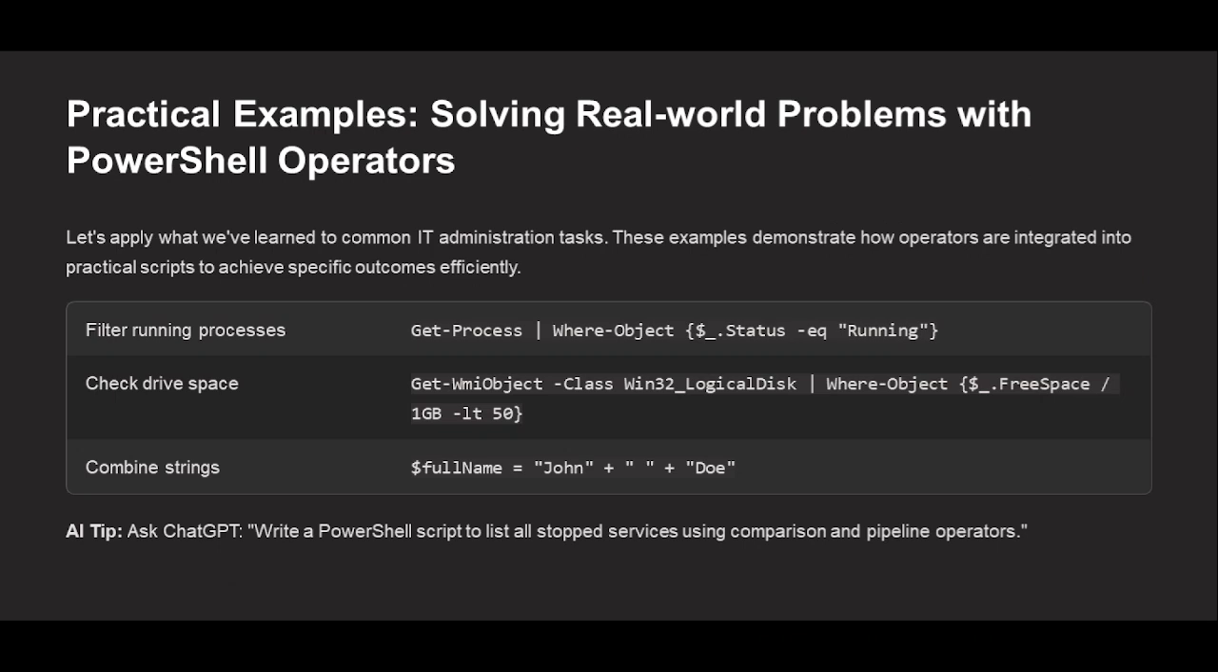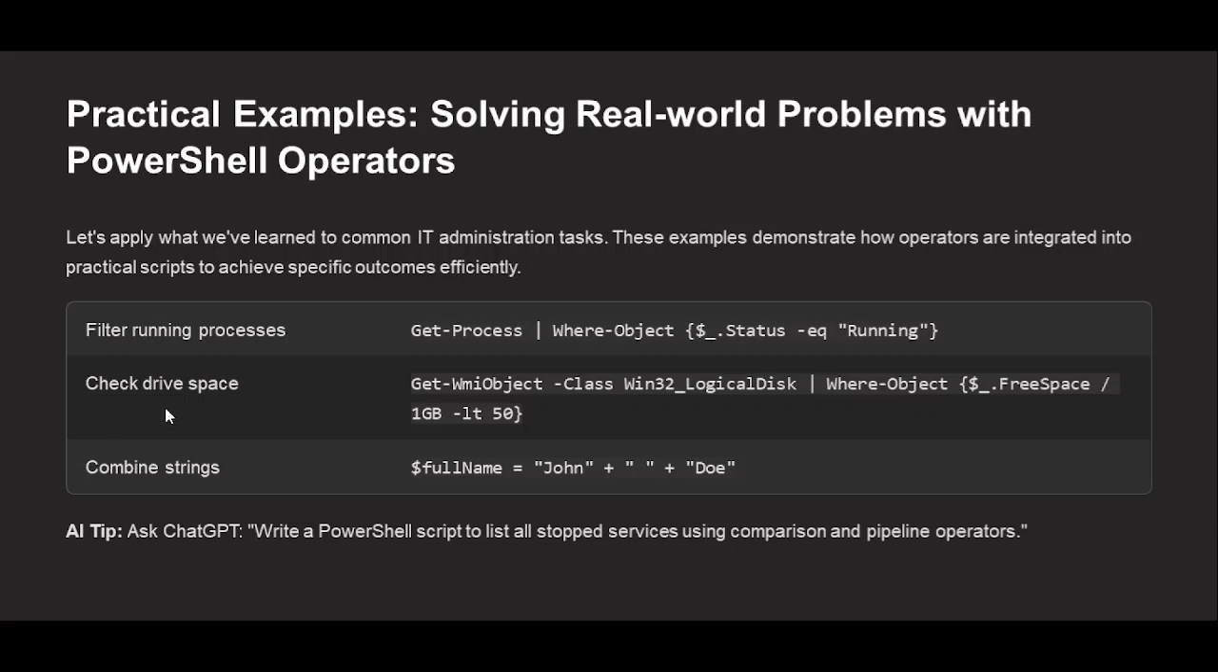Practical examples in solving real world problems, guys. So filtering something, see, Get-Process pipe, we checked, right? We already checked this pipe operator. It means that we are sending the output of this first command as an input for the second command. So whatever process will be the output, it will go as an input for my next command, and then it will check all the status which are equal to running, right? A comparison will happen here.